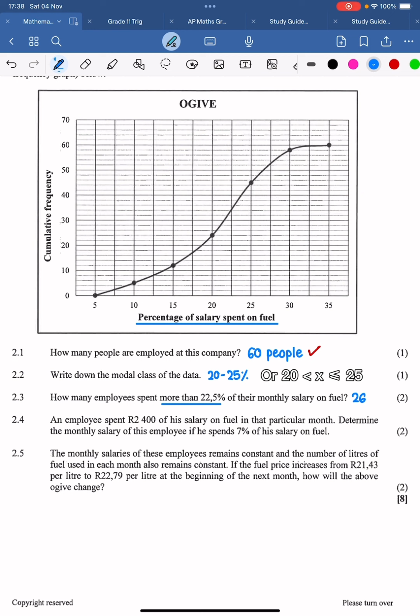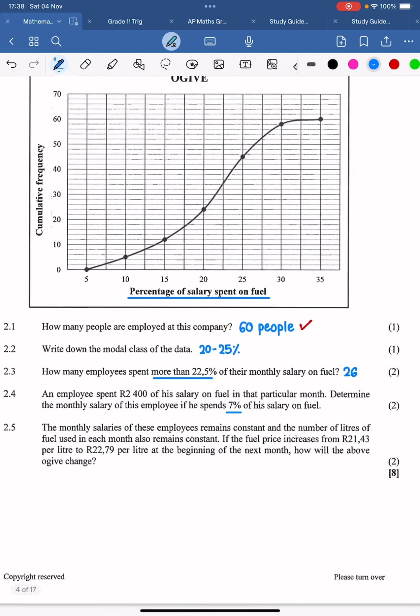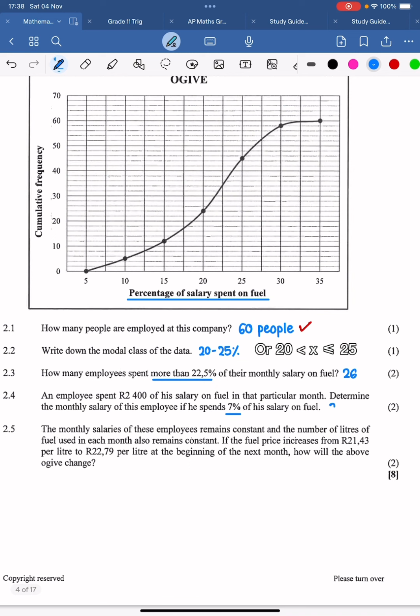The next question is saying an employee spent 2,400 Rand of his salary on fuel in that particular month. Determine the monthly salary of this employee if he spends 7% of his salary on fuel. Now guys, we actually don't need to use the OGIVE for this. They are telling us that 2,400 Rand is equal to 7% of his salary. They want to know what 100% is, right? They want to know his actual salary.